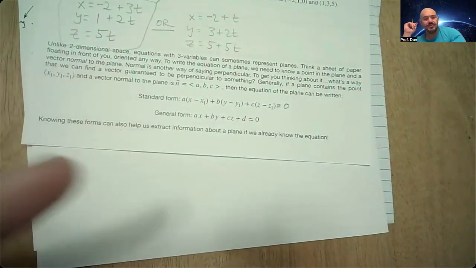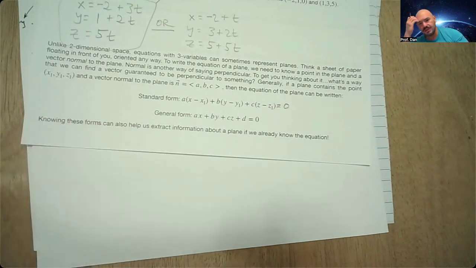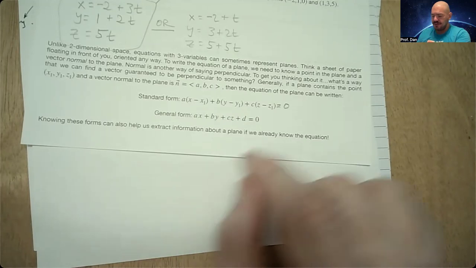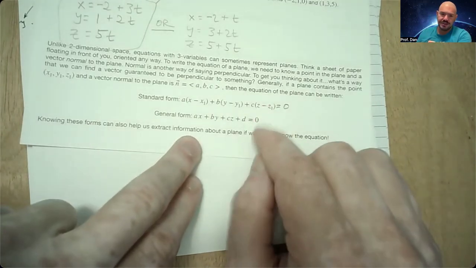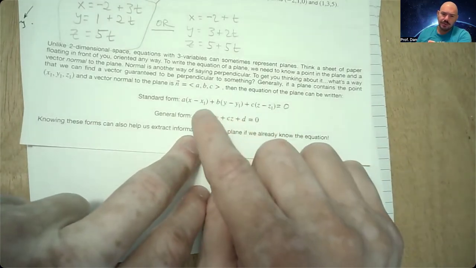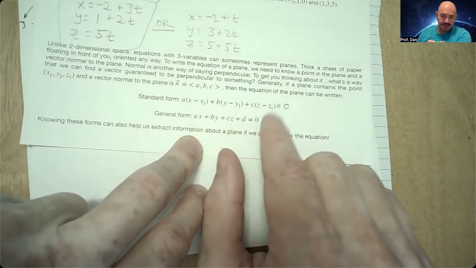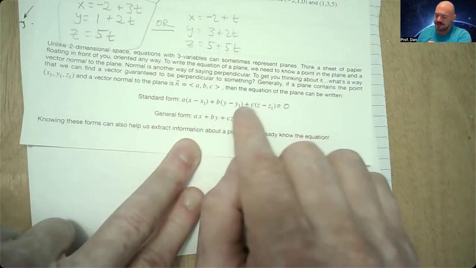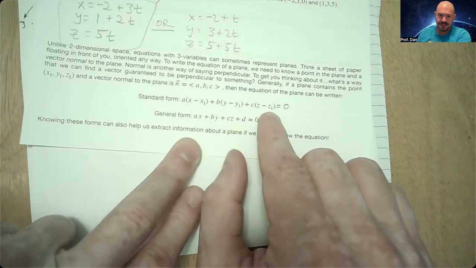Basically, you have 2 forms. You have your standard form, you have your general form, and they rely on knowing 2 pieces of information. One is any point that's on the plane. So in these 2 forms that are written here, the plane will pass through the point x1, y1, z1. So these numbers come from a point that's on the plane.